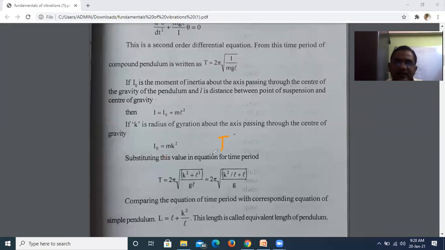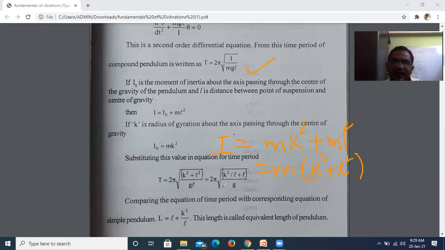Then I is equal to I naught, that is mk square, plus ml square. In this, taking m common, you will get in bracket k square plus L square. Substitute this value in this equation. Then T equals 2 pi root of k square plus L square by gl. The m cancels.